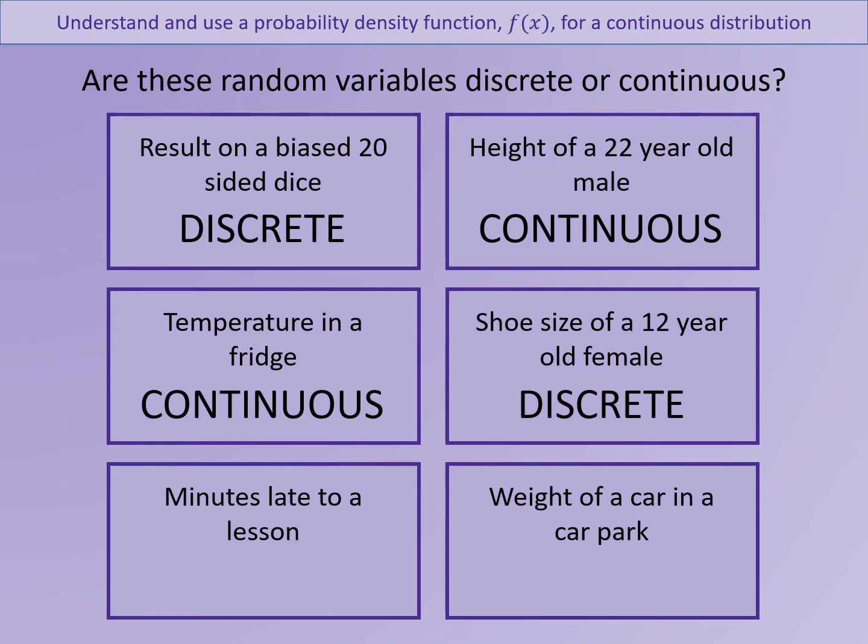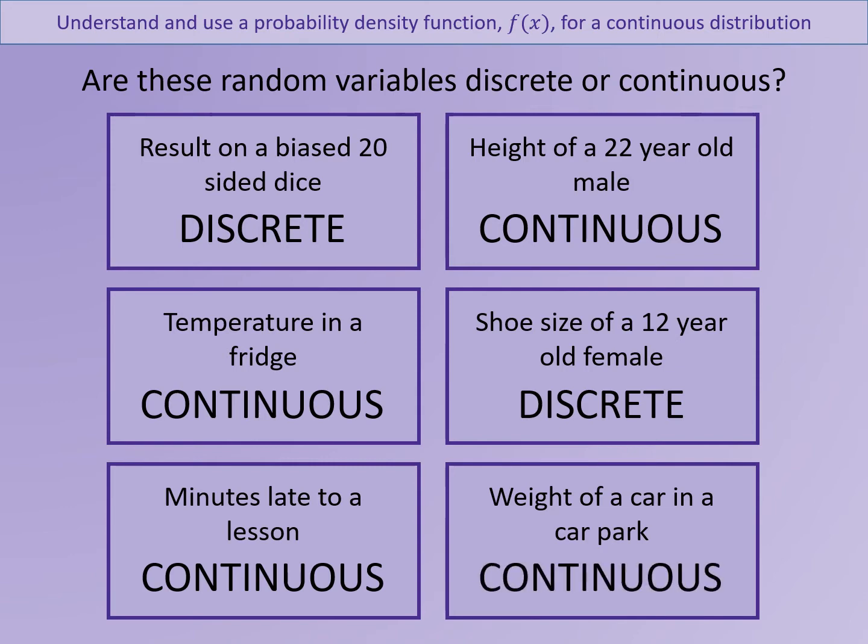Now, minutes late to a lesson, this really depends on whether it's being rounded or not. So if it's the amount of time late to a lesson, this would be continuous. However, if we were rounding to the nearest minute, we would say that this was discrete. And finally, the weight of a car in a car park would also be continuous.